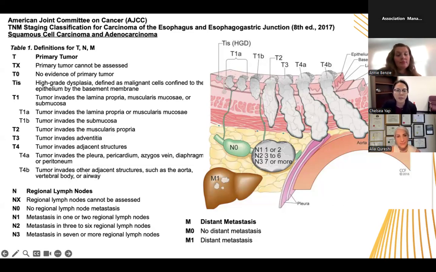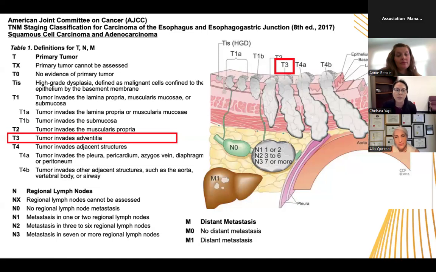T2 invades the muscularis propria, as you can see here. And as I said, our patient had a T3 tumor that invaded the adventitia, all the way out here to the periesophageal fat. Then T4 is when the tumor invades adjacent structures. T4A invades the pleura, pericardium, azygous vein, diaphragm, or peritoneum, all structures that could potentially be resectable. Whereas T4B invades other structures that are unresectable, such as the aorta, vertebral body, or the airway.